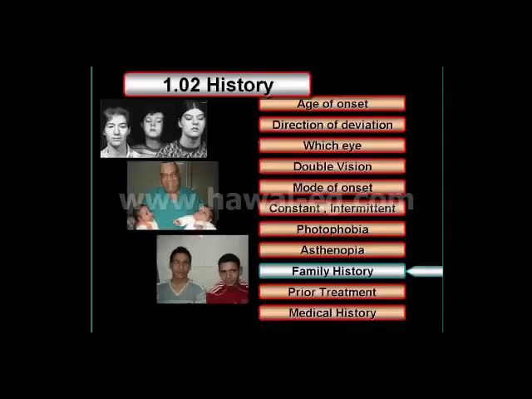Then you take a family history, asking, is there any member of the family who has an ocular motility disorder, like this family in the first photo, or the twins whom I carried who have a similar ocular deviation, or the other twins at the bottom of this slide?